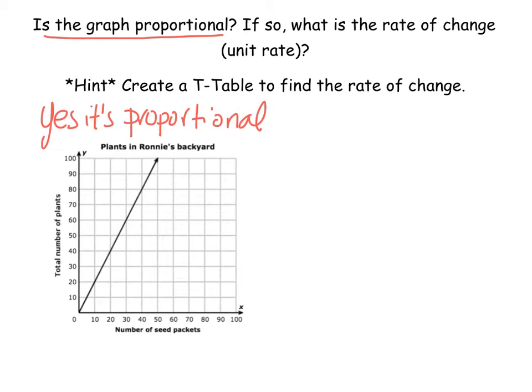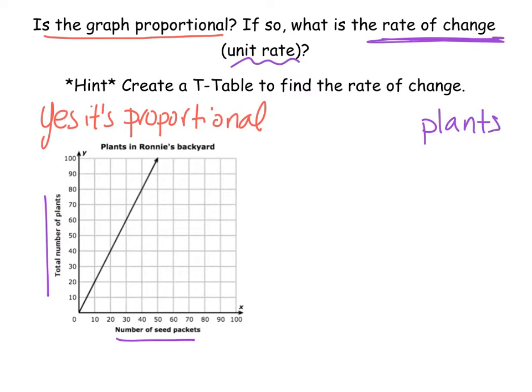All right. Now what it's asking is we have to find our rate of change, or that unit rate. So, unit rate, we're trying to figure out how many, this is our x, and this is our y, how many plants per seed. So we're trying to find the number of plants for 1 seed packet. However, we don't see 1 seed packet on here. So we have to take points and calculate it.